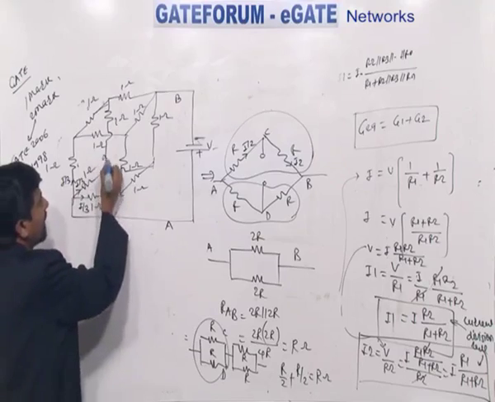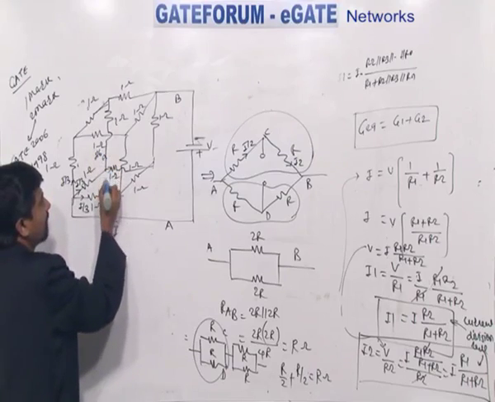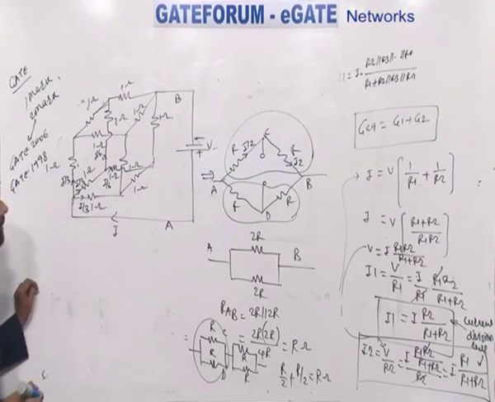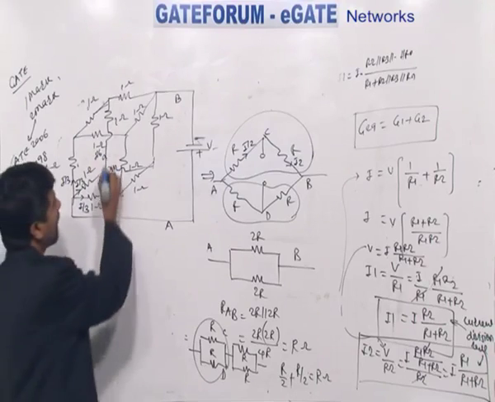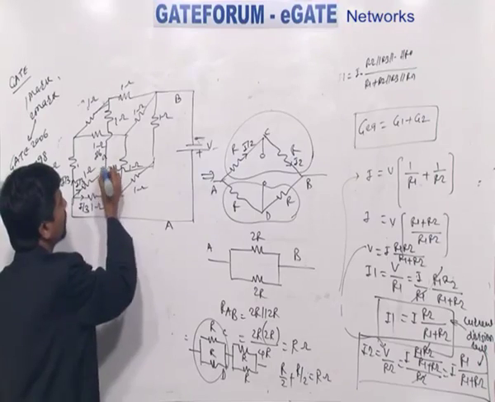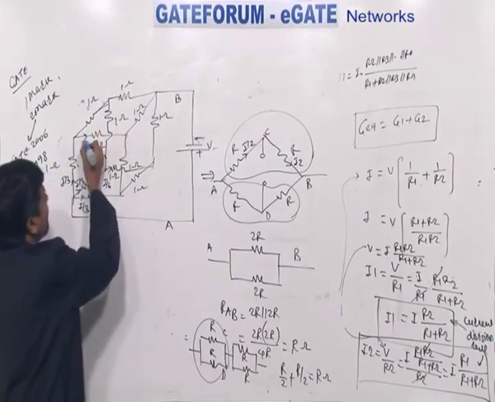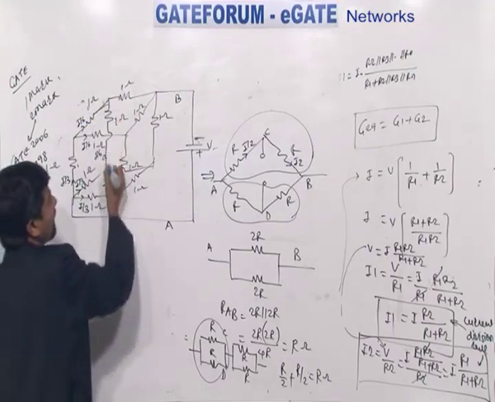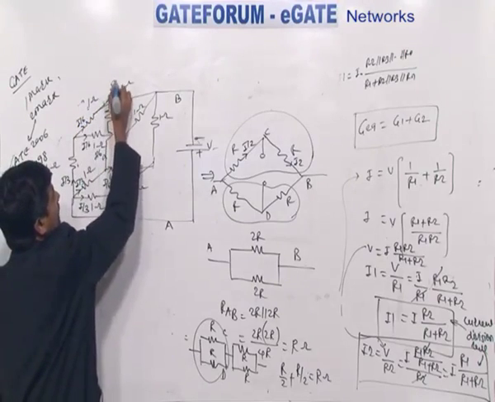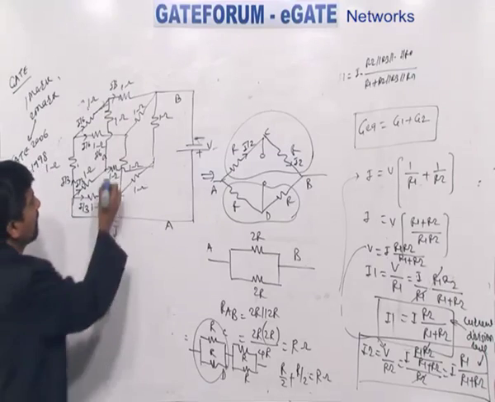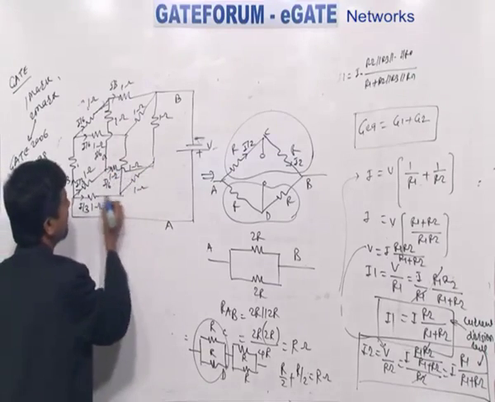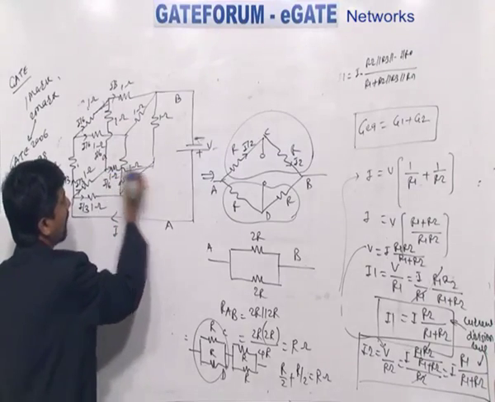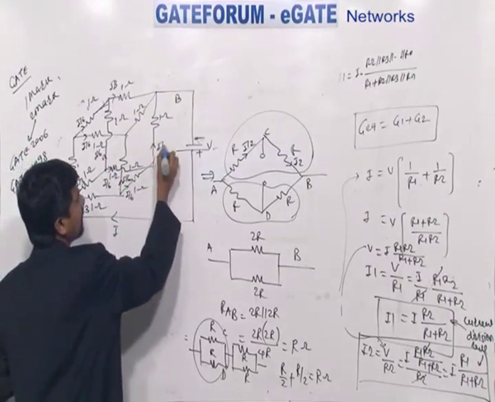This I by 3 will be divided as I by 6, I by 6 in 2 equal branches, because 2 branches are having equal resistors, so current is divided as a half of the actual current which is flowing up to this point. Then this I by 3 will divide as I by 6, I by 6. I by 6 and I by 6 will become I by 3. Similarly, this I by 3 will be divided as I by 6, I by 6. I by 6 plus I by 6 is nothing but I by 3.